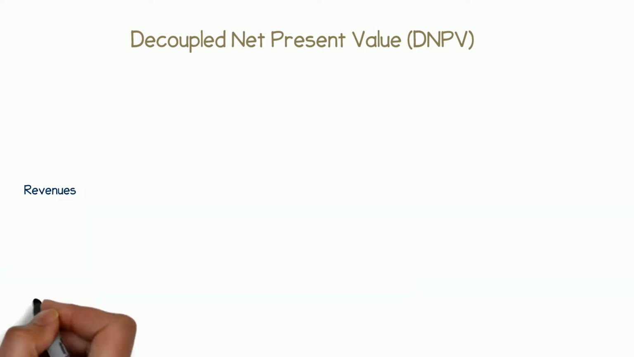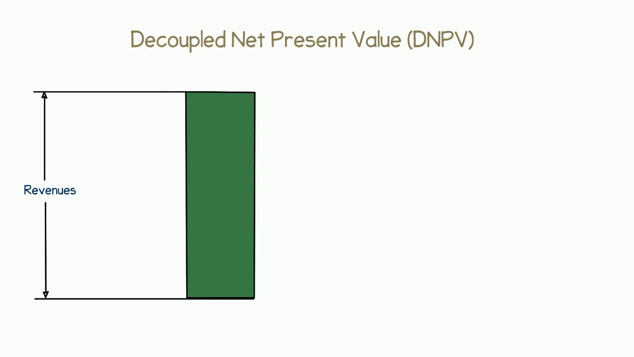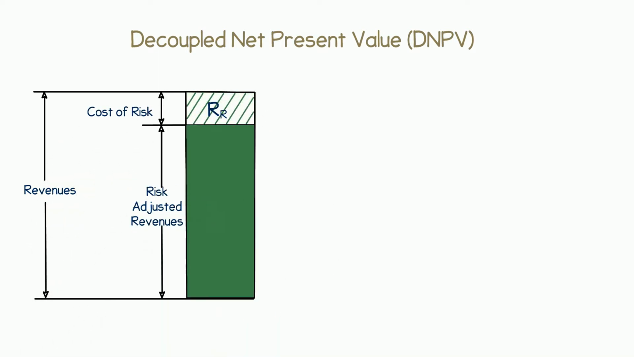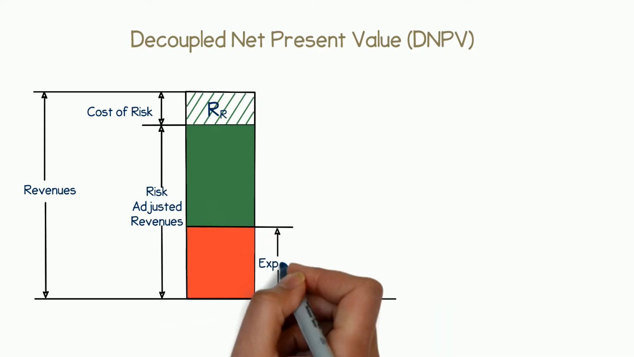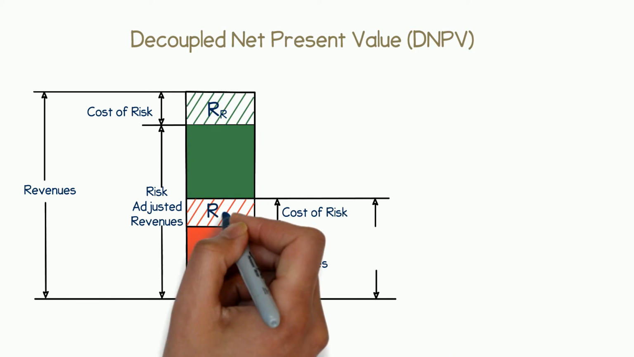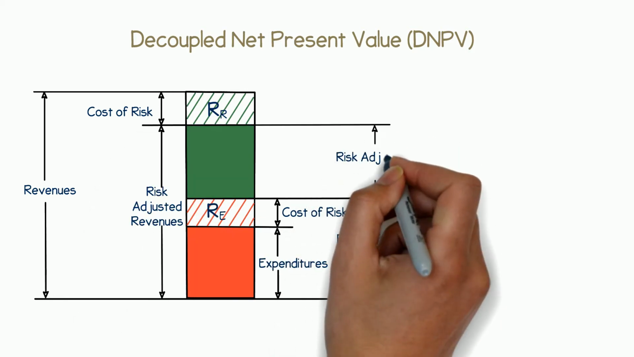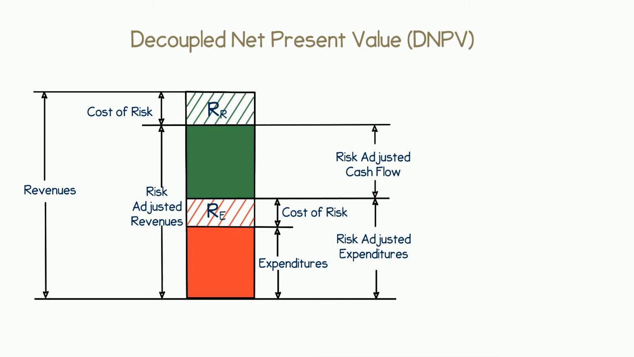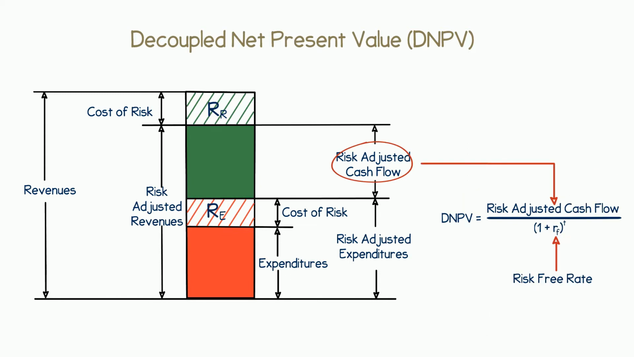Let's look at revenues first. DNPV works by defining the downside risk of earning lower than expected revenues and assigning this risk as a cost. Similarly, DNPV defines the downside risk of expenditures being higher than expected and assigns this as a cost. As all investment risks have now been assigned as costs and used to adjust the cash flow from the investment, we can now discount for the time value of money using the risk-free rate.